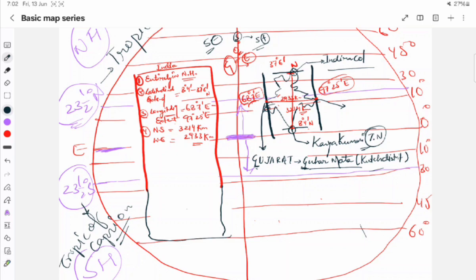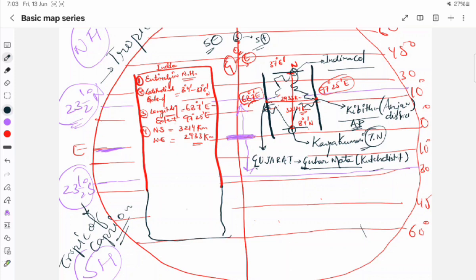Kanyakumari, Tamil Nadu. Indira Col, J&K. And the easternmost point is in Arunachal Pradesh, Kibithu. It's in Anjaw district, in Arunachal Pradesh. Kibithu is a village.